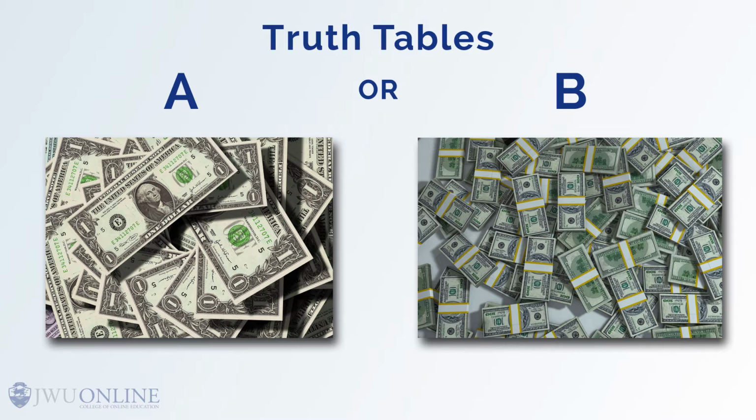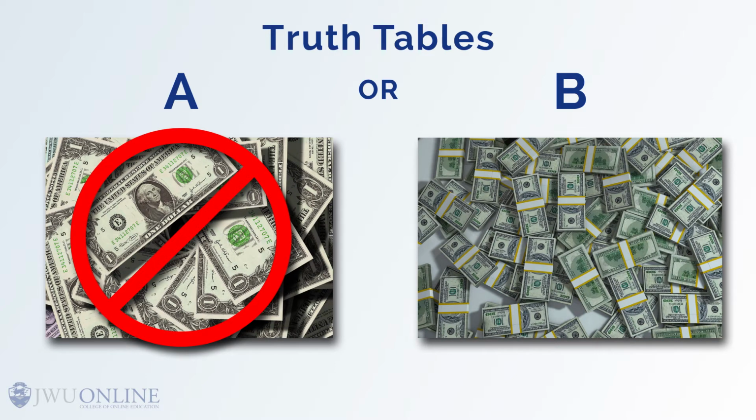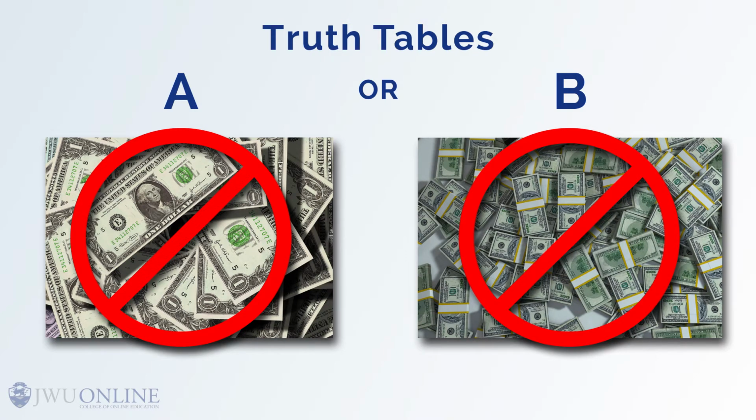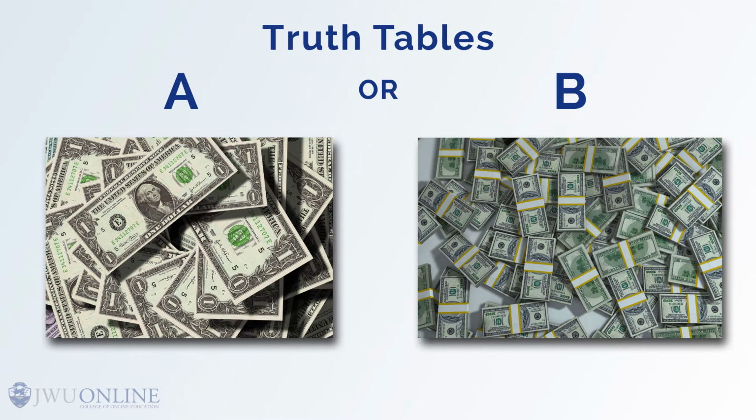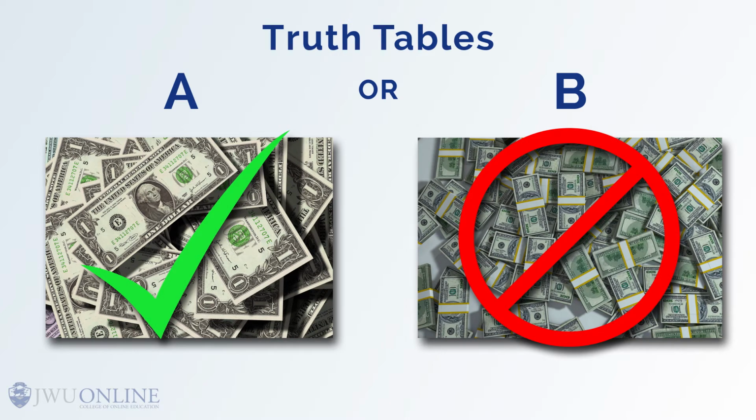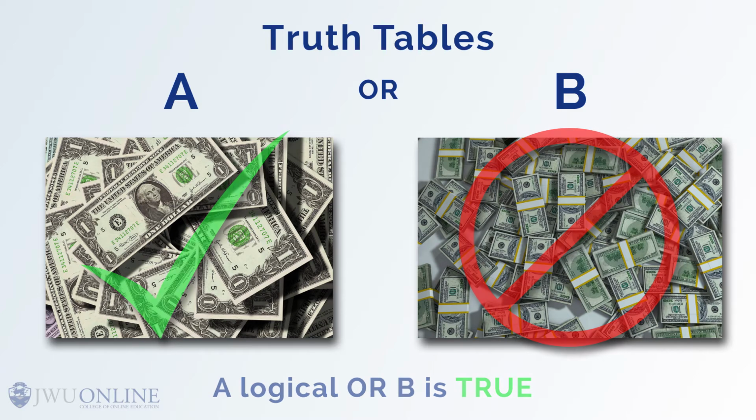Then we can say, if you have no money, A is false, and you have no access to other money, B is false, then you can't go to school because A, logical or B, is false. If you have money, A is true, and you have no access to other money, B is false, then you can go to school because A, logical or B, is true.